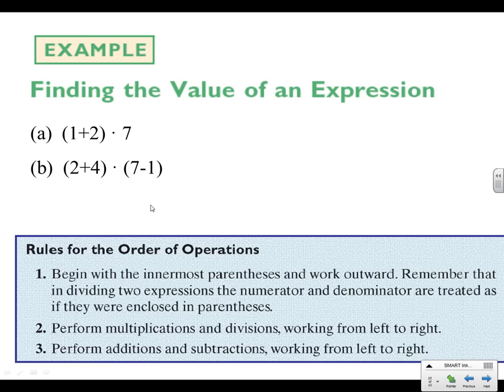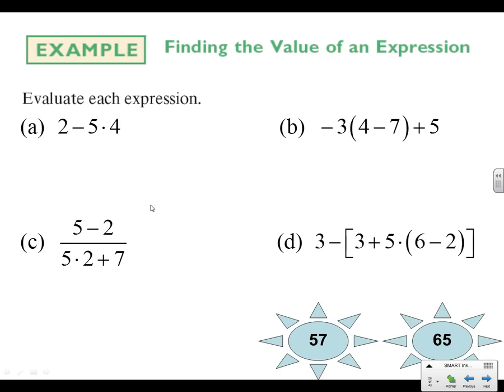The one thing I'll put up there, you may have not seen this, I think a lot of you have, is PEMDAS: parentheses, exponents, multiplying and division, addition and subtraction. That's our order of operations. All right, so 2 more problems for you to do, 57 and 65.